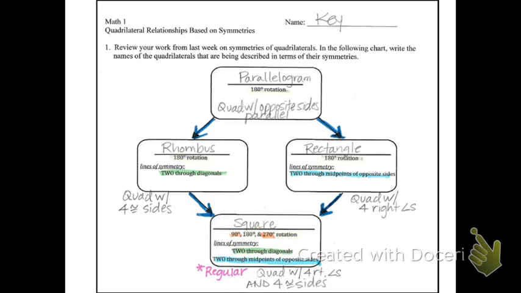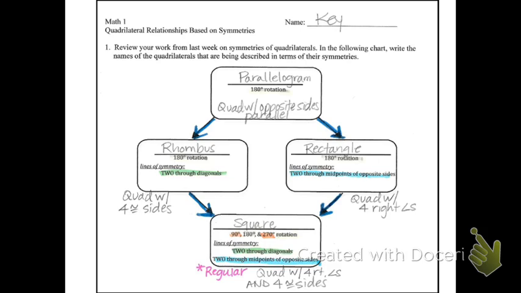The rectangle, on the other hand, has the rotational symmetry from the parallelogram, but its lines of symmetry are not the diagonals. Instead, the lines of symmetry of a rectangle are the segments that connect the midpoints of opposite sides. And there's 2 of those.